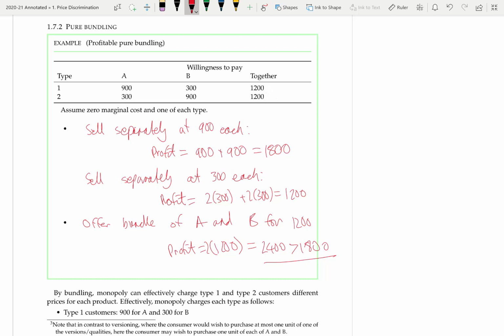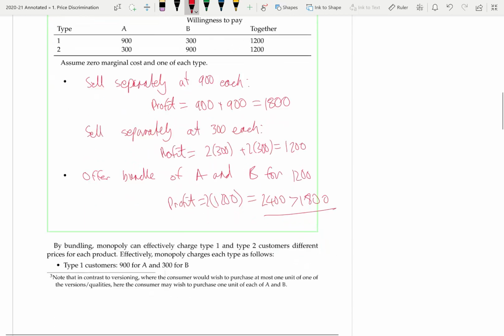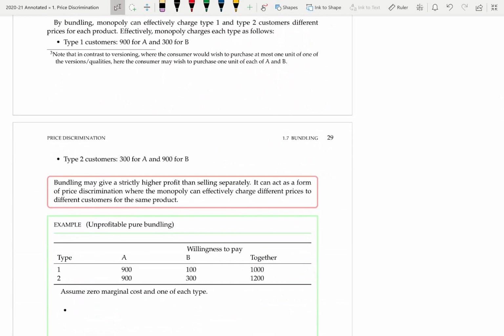So they can offer a bundle for $1,200 and leave the consumers with no consumer surplus, sell 1 unit of each good to both of them, and therefore they're going to make a higher profit. So the idea here is that by bundling, the monopolist is effectively charging each consumer exactly what they're willing to pay for each of the two goods.